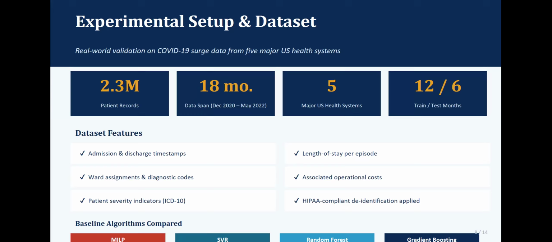This happened over the span of 18 months, the data span, because of a lot of regulatory processes, so the outcome was a bit late. For the duration of 18 months, 5 major US health systems were considered. Based upon the baseline algorithms, we compared MILP, SVR, random forest and gradient boosting.